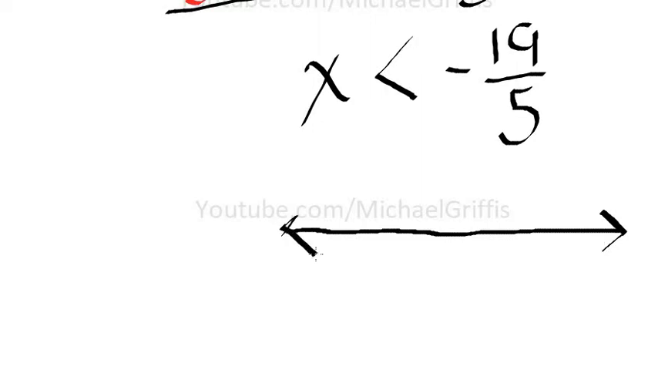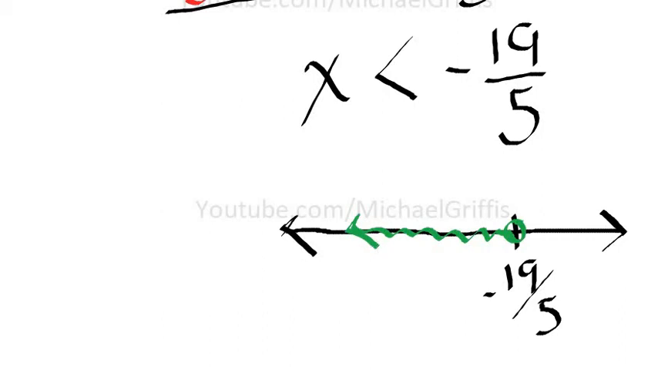Let's go ahead and draw our number line, and let's see, what is that? 1, 2, 3, 3.8 or something like that. Let's see. Okay. Now, we don't include it, so we use an open circle, and it's everything to the left. All right, everything to the left.